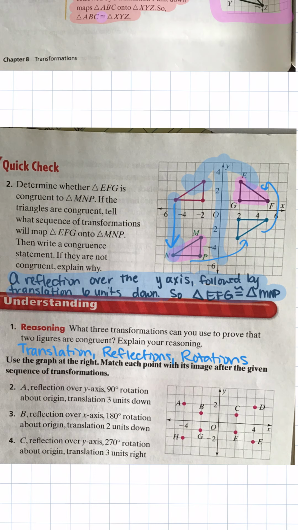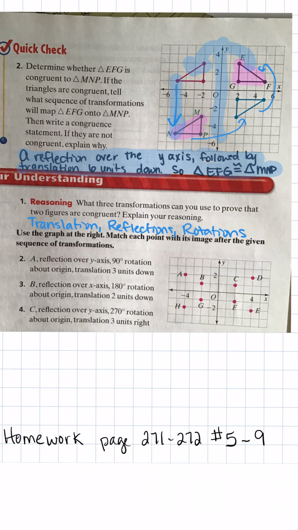So then looking at this, use the graph at the right, match each point with its image after the given sequence of transformations. So A, reflection over the y-axis. So a reflection over the y-axis is going to be D. And then a 90-degree rotation about the origin. So it rotates 90 degrees, so that means it's going to go this direction. So right now it's 4 over 2, so this would be 4 over 2. And then it's going to go down 3 units. 1, 2, 3. So that means this is B.